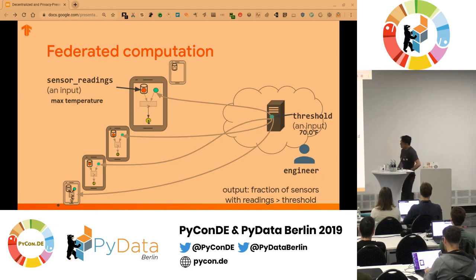So each device computes. It has the readings, like I mentioned in the first slide. Each device has its own readings. The data never leaves. It just computes that one simple calculation: is my max temperature more or less than the threshold that I got from the server, right? So that's the simple calculation, and let's say it returns a Boolean or a 1 or 0 back, okay?